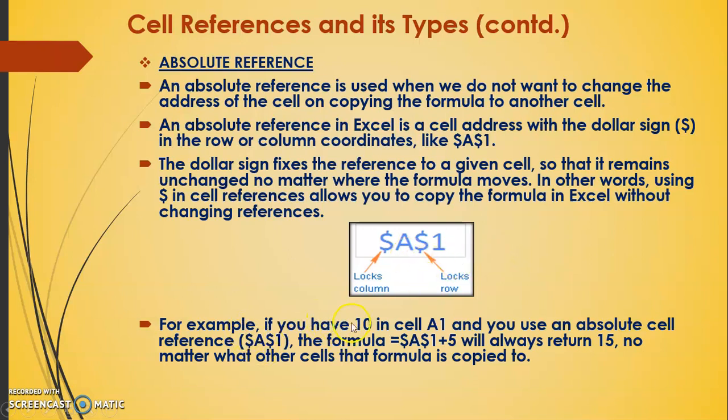For example, if we have 10 in cell A1 and we use an absolute reference, for example $A$1, this is fixing it, it locks the column to A and locks the row to 1, so it will always give the result as 15 no matter wherever you copy the formula. So this type of reference is known as absolute reference, where we put the dollar sign and fix it to one fixed reference.